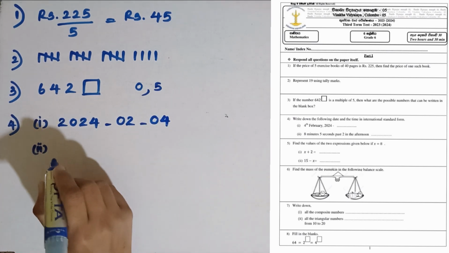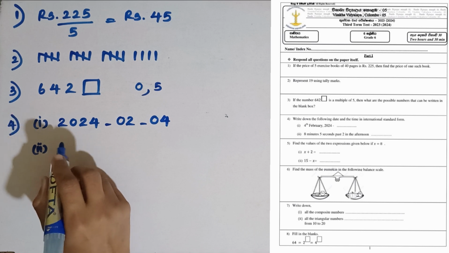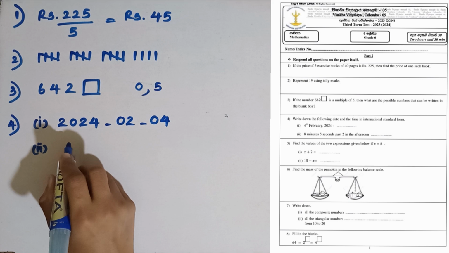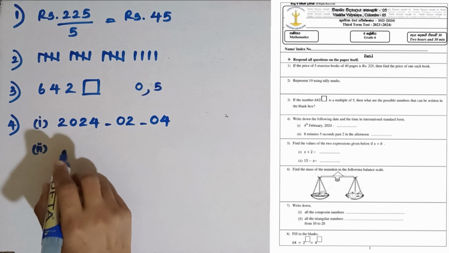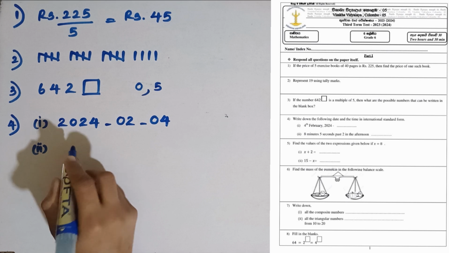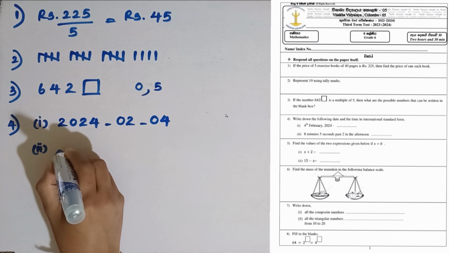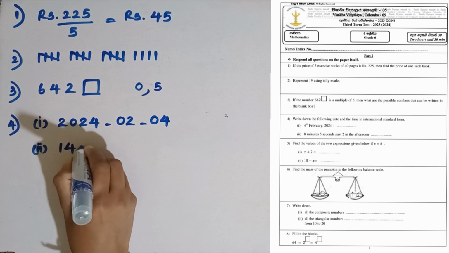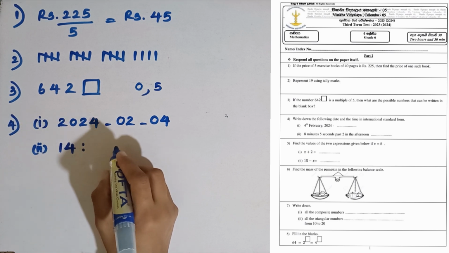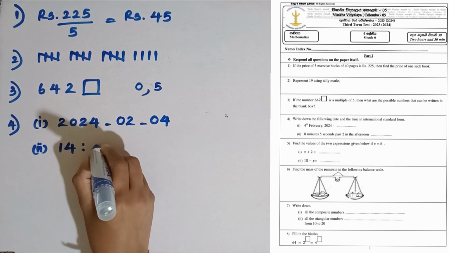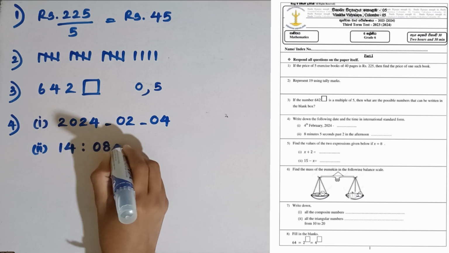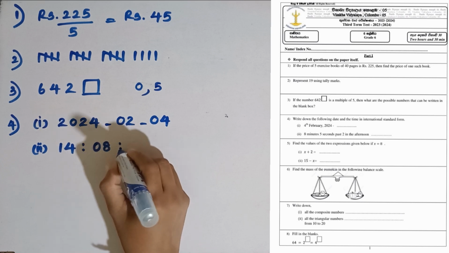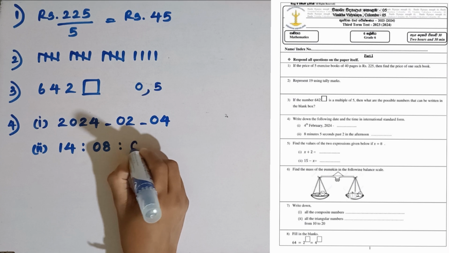Then part 2, 8 minutes 5 seconds past 2 in the afternoon. As it is given in the afternoon, when writing in standard form, we have to write it as 14 hours. Then 2 dots. Then 8 minutes, 0, 8. Then again 2 dots, 5 seconds, 0, 5.